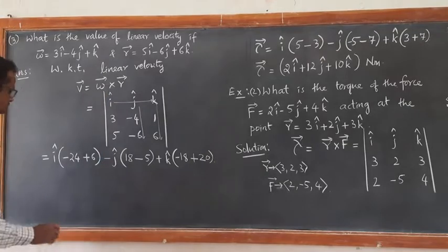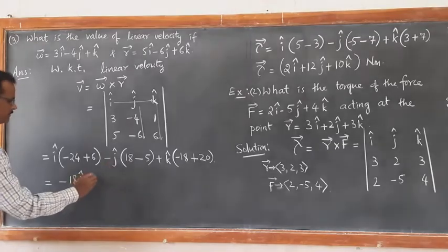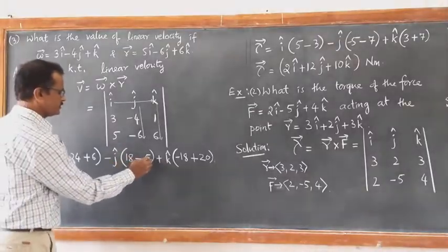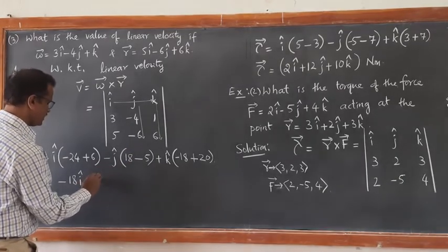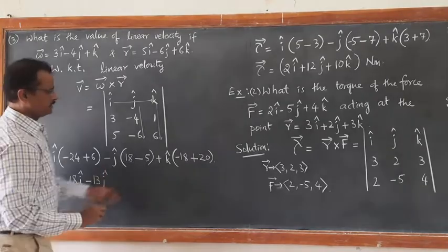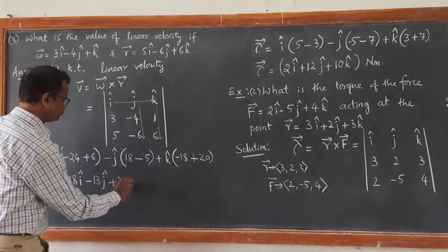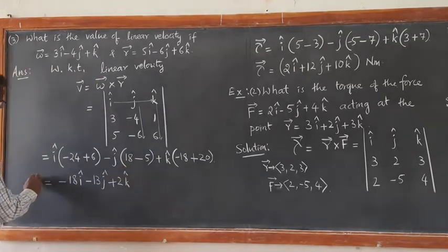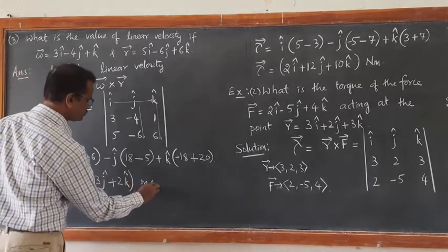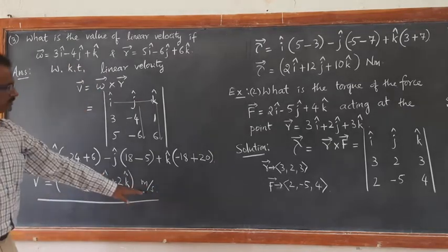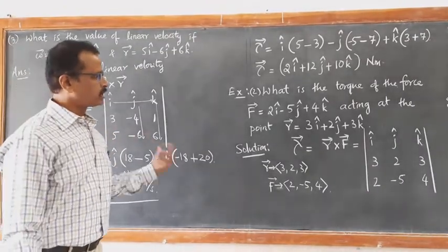Now we will get the result. So this becomes minus 18 i cap, 18 minus 3, 18 minus 5 is 13, minus 13 j cap, and this is plus 2 k cap. This becomes the equation for linear velocity, which is in meter per second. So you should not forget to write the particular SI unit. I think now you are quite clear about the cross product.